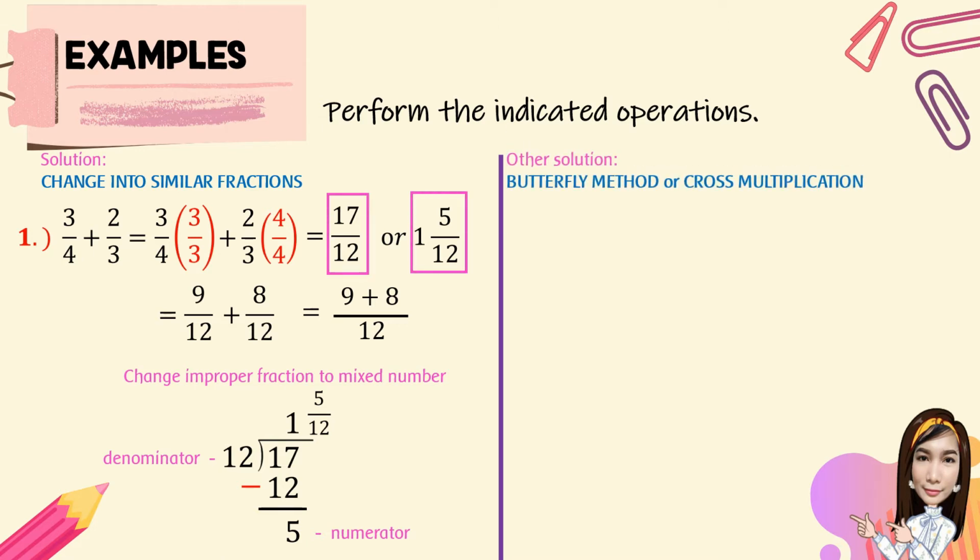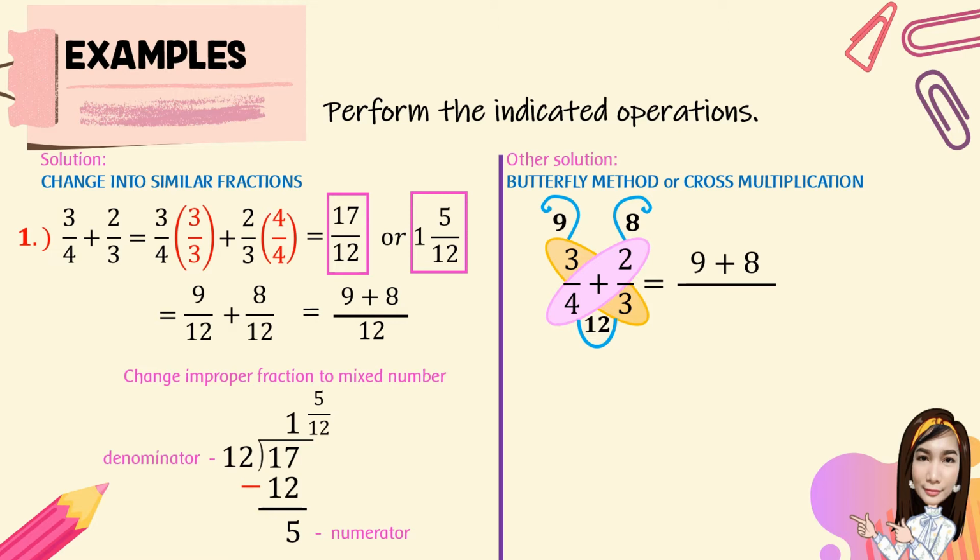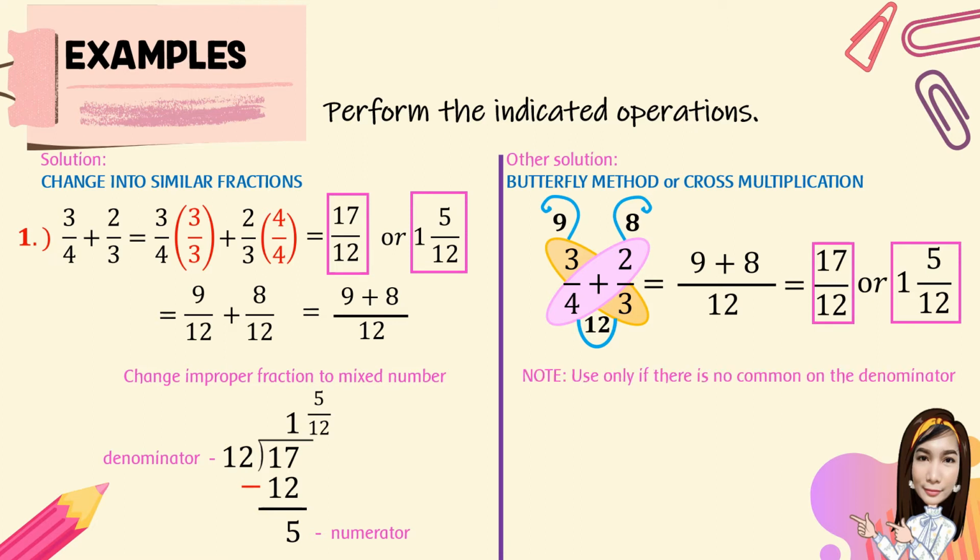For the other solution, we can use the butterfly method or cross multiplication. Given 3/4 plus 2/3, cross multiply 3 times 3 is equal to 9. Cross multiply 4 times 2 is equal to 8. Then multiply 4 times 3 is equal to 12. Then add the numerators, 9 plus 8, all over the denominator 12. So 9 plus 8 is equal to 17/12 or 1 and 5/12. In any method, we come up with the same answer. But it's better to use the butterfly method if there is no common factor in the denominators.